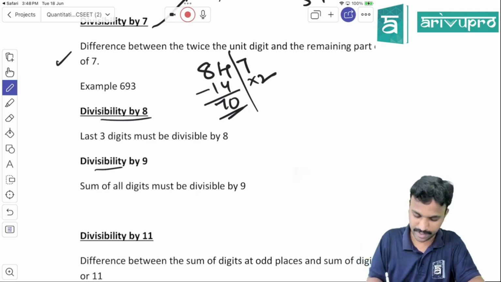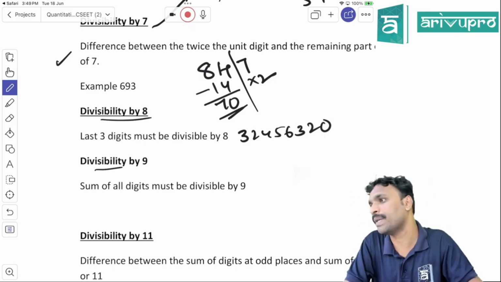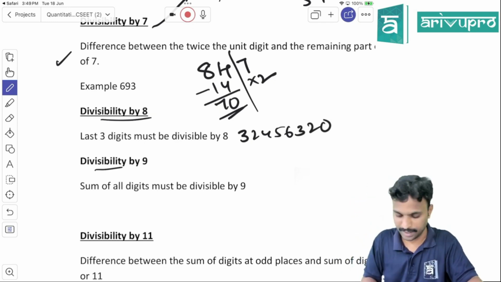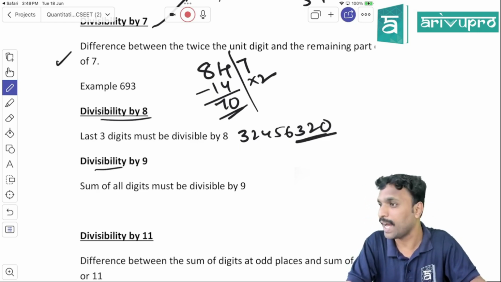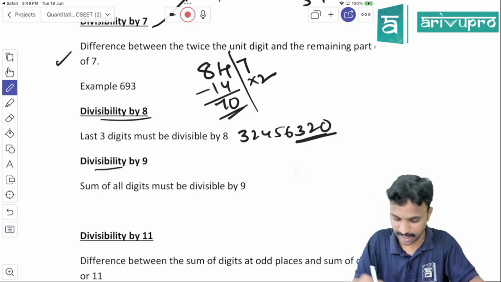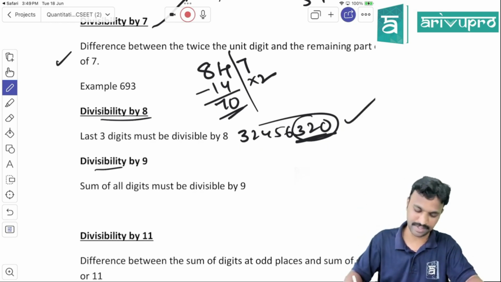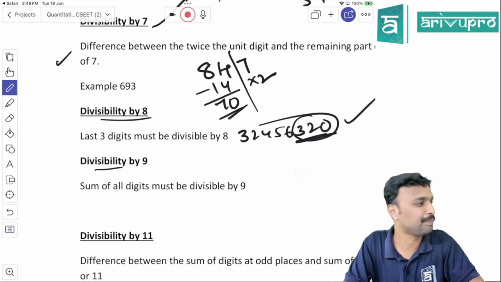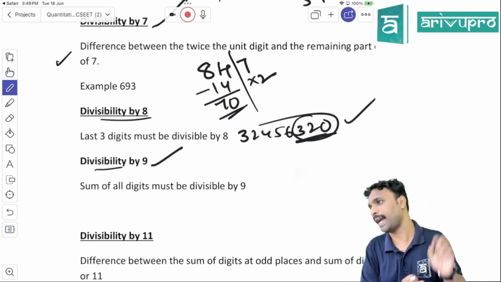One example for this, 32456. Is this divisible by 8? Last three digits, 456. 8 fours are 32, so 8 fifties are 400. So the last three digits are definitely divisible by 8. Therefore the number is divisible by 8. Clear? Now moving on, divisibility by 9.